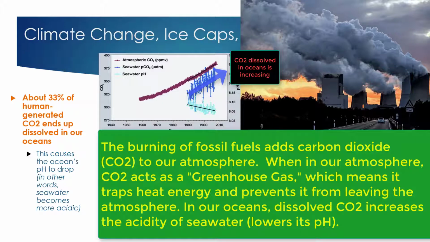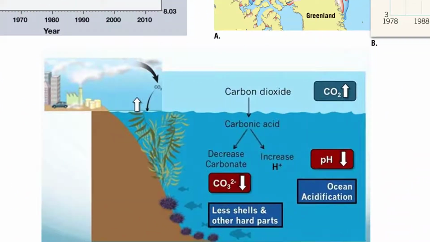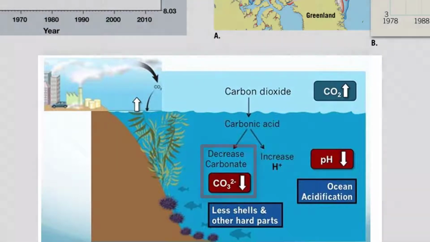Now, as dissolved carbon dioxide in the ocean increases, the pH of our ocean decreases. What that means is our oceans are becoming more acidic as more carbon dioxide is dissolved in seawater. Increased amounts of carbon dioxide in the ocean can actually affect many organisms' ability to produce shells and other hard parts, because those organisms rely on the availability of the carbonate ion in order to produce their hard parts.